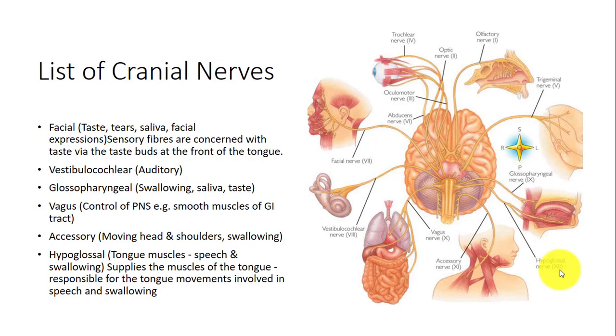And then you also have supplies. It also supplies the muscles of the tongue. This is the main one that's responsible for the tongue movements, which involves speech and swallowing. Okay, so if a patient had impaired, like they're not swallowing because their muscles and their tongue is impaired, that's the hypoglossal nerve, which is nerve number 12.